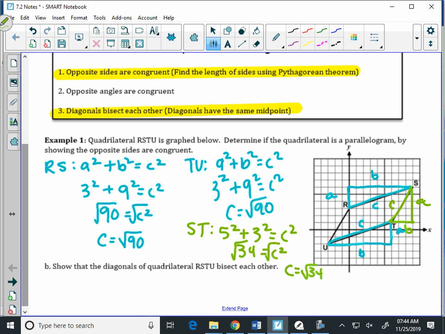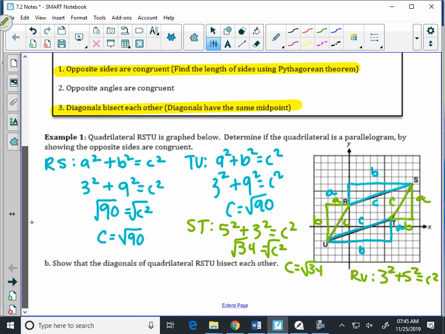So now we have to see the side across from that is also radical 34. What side is across from ST? Is it the same? Yeah, it should be. We go make our right triangle. That's our C. I'll make that A. When we count, our A is 3, so it's 3 squared. Our B is 5, so it's 5 squared. We get the same numbers. Yes, they're in a different order, but they're the same numbers, so we know they're the same. We know RU is also radical 34 without having to do any more work.